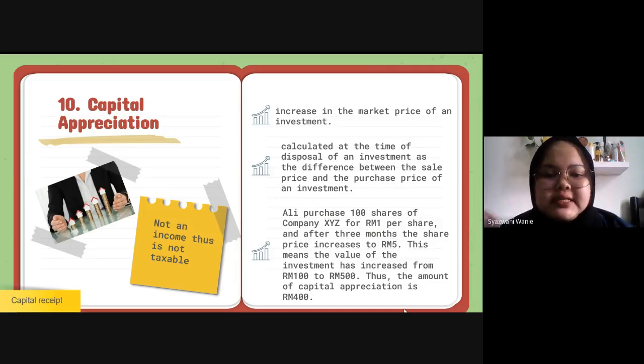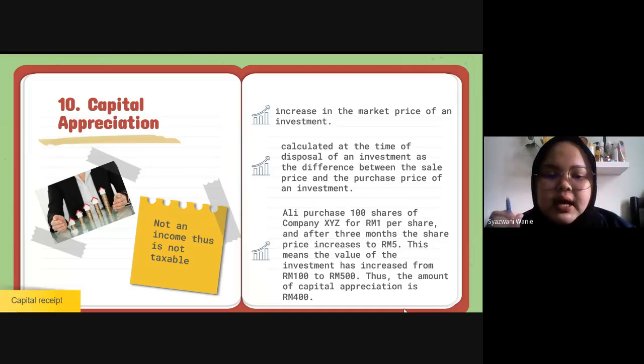Last but not least, capital appreciation. Capital appreciation refers to an increase in the market price of an investment. Capital appreciation is calculated at the time of disposal of an investment as the difference between the sale price and the purchase price of an investment.